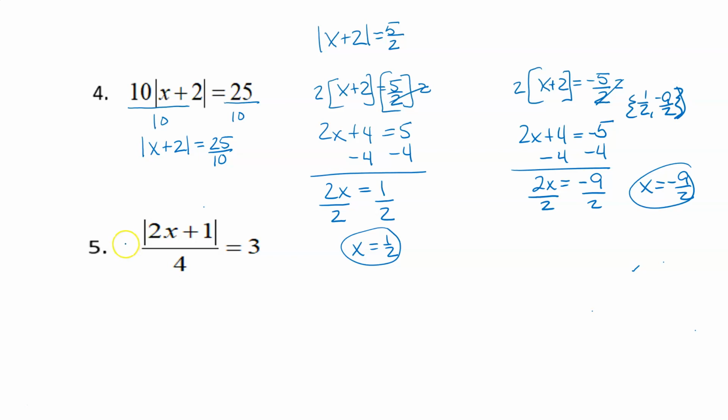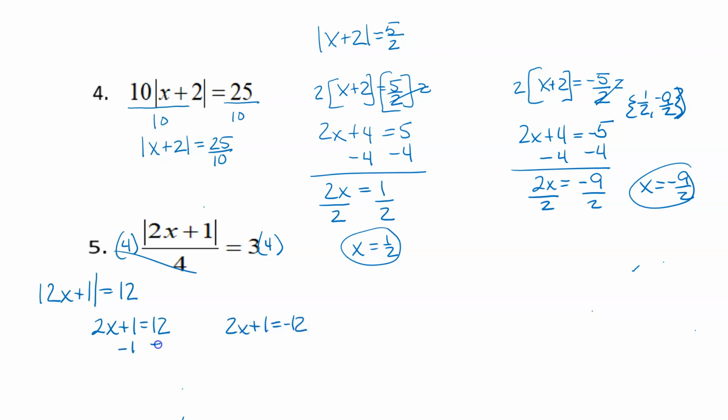Okay, so number 5, you got to get rid of that 4, and it says divide by 4, so I'm going to multiply to undo it. So I have absolute value of 2x plus 1 equals 12. Okay, so I'm going to solve it twice. I have 2x plus 1 equals 12, and 2x plus 1 equals -12.